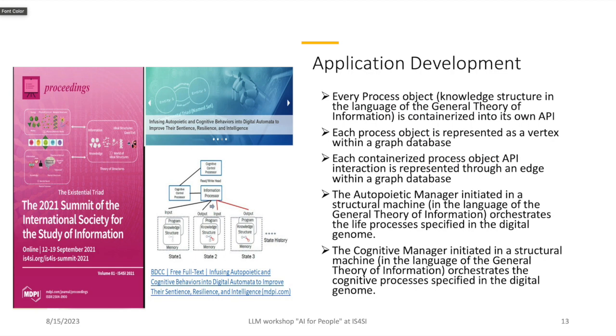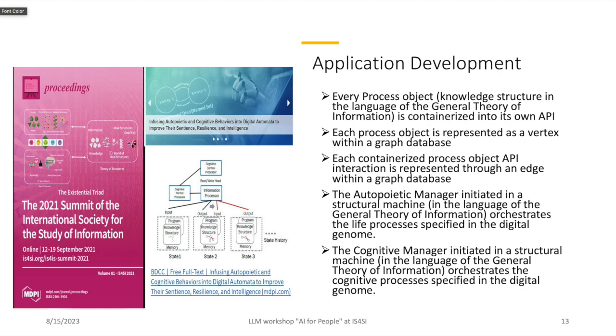Every process object is containerized into its own API. Each process object is represented as a vertex within a graph database. Each containerized process object API interaction is represented through an edge within a graph database. The autopoietic manager initiated in a structural machine orchestrates the life processes specified in the digital genome. The cognitive manager initiated in a structural machine orchestrates the cognitive processes specified in the digital genome.